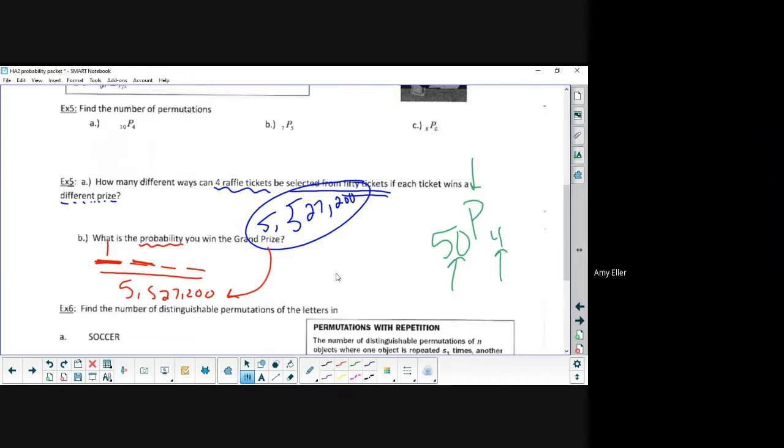What order is the grand prize? If I win the grand prize, do I care who wins anything else? No. So I'm going to win this. There were 50 tickets. Mine is out. So how many are left? There are 49 different people, and I don't care who wins because I've already got my prize.